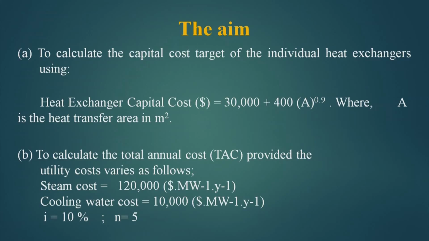The utility costs are given below. The steam cost is $120,000 per megawatt per year and the cooling water cost is $10,000 per megawatt per year, and I is 10% and N is 5 years. N is 5 means the operating life of the heat exchangers we are choosing is 5 years.